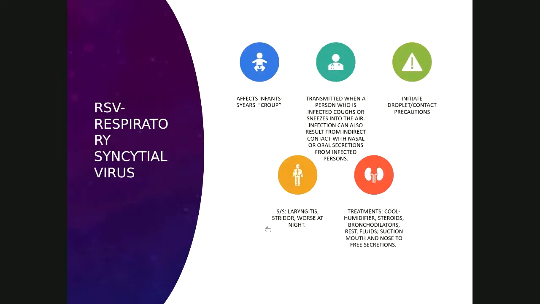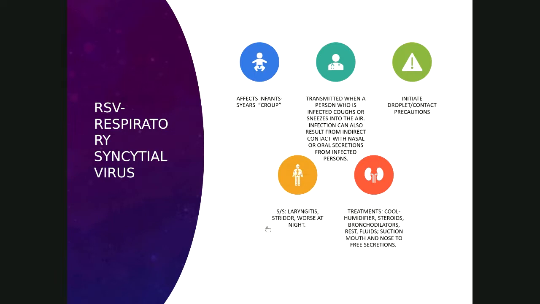So RSV, which is respiratory syncytial virus, it's also known as croup, and it affects infants through children up to 5 years. It's transmitted when a person who is infected coughs or sneezes into the air. This infection can also result from indirect contact with nasal or oral secretions from infected persons. So think about tissues, stuff like that. You want to initiate droplet contact precautions.